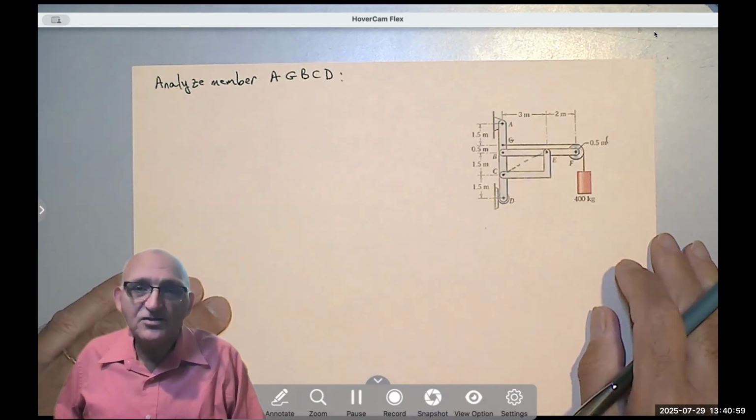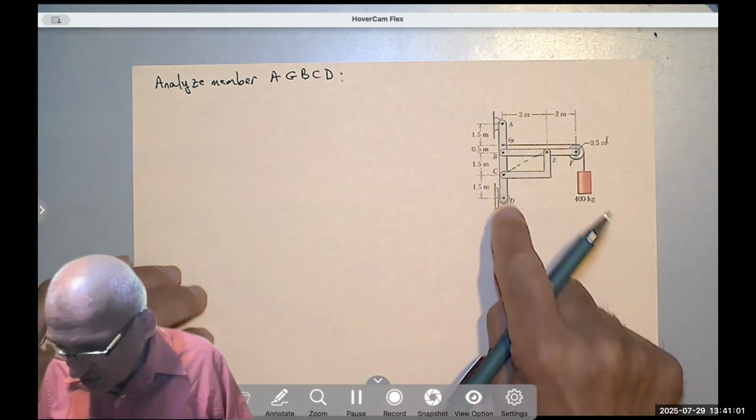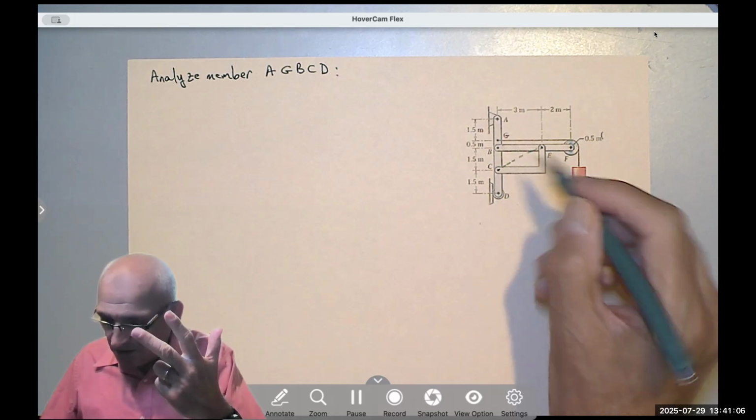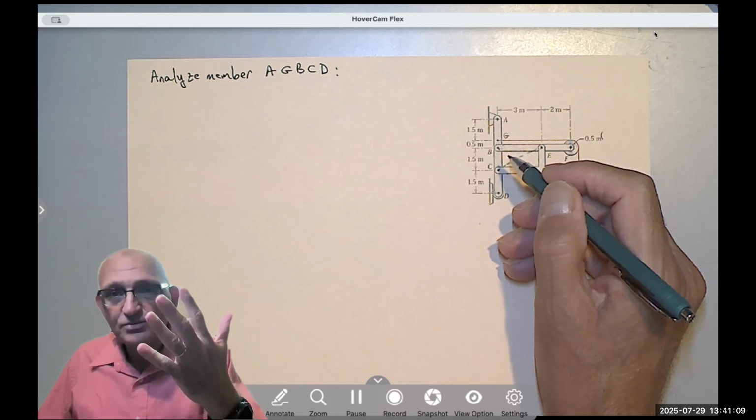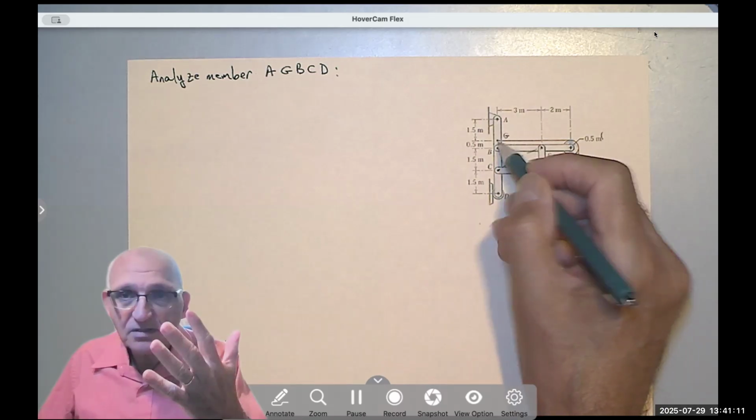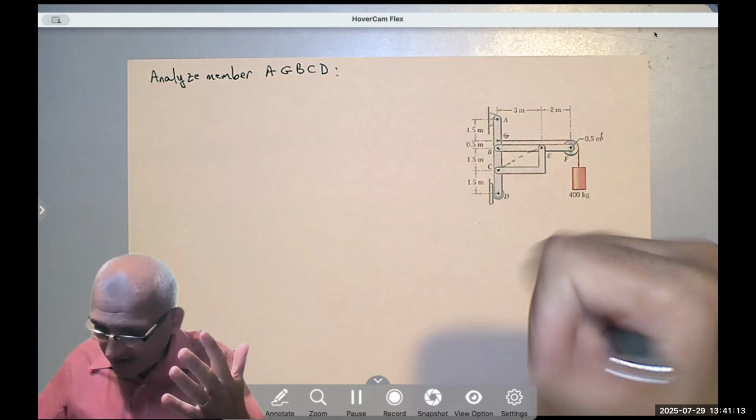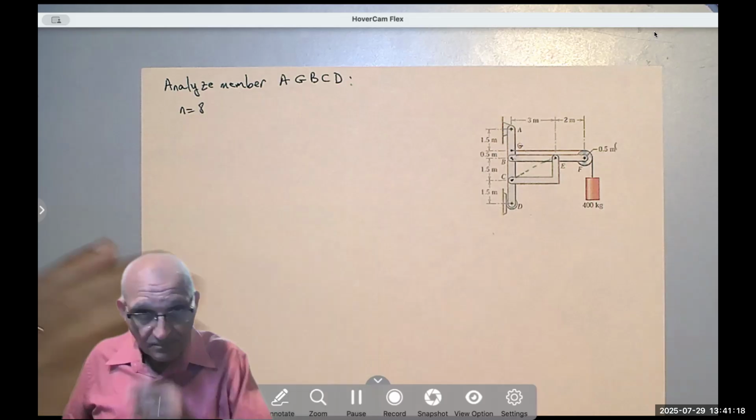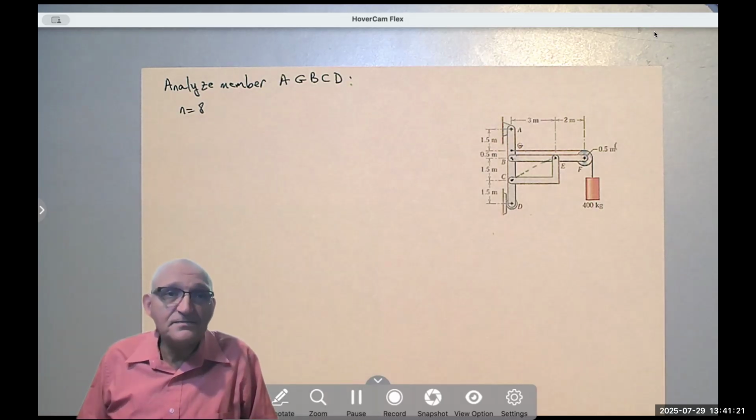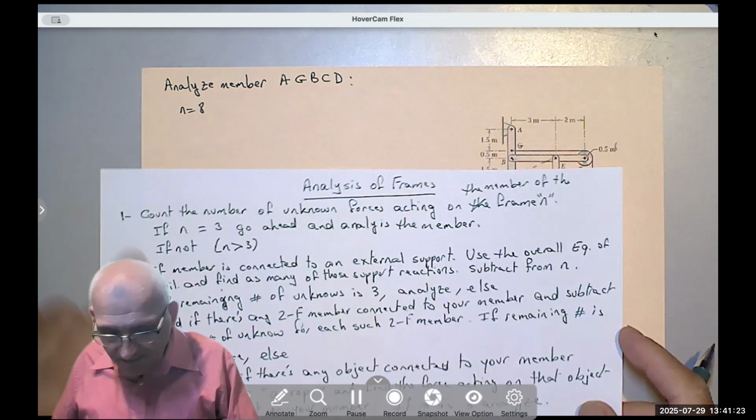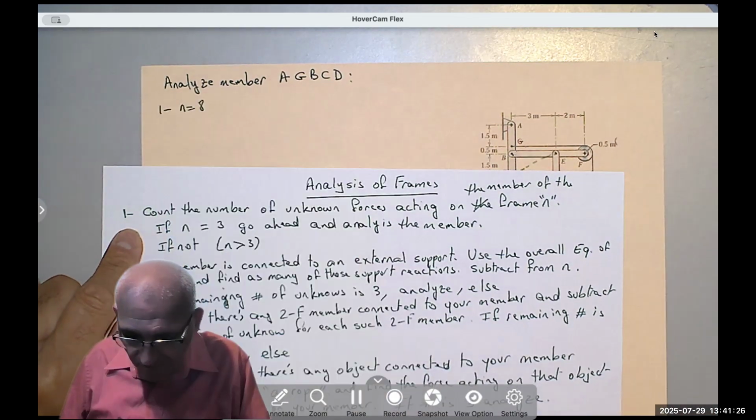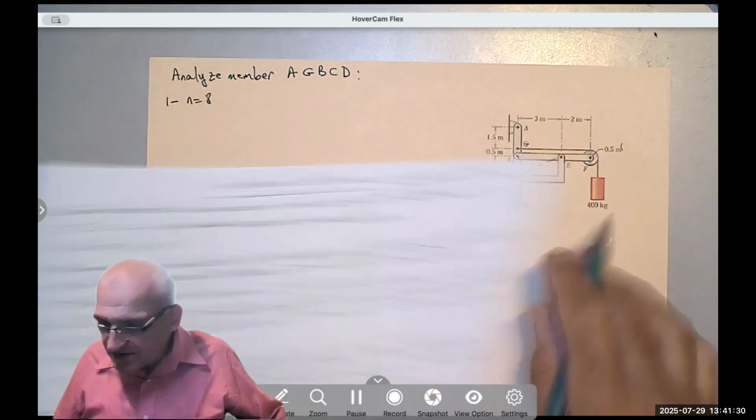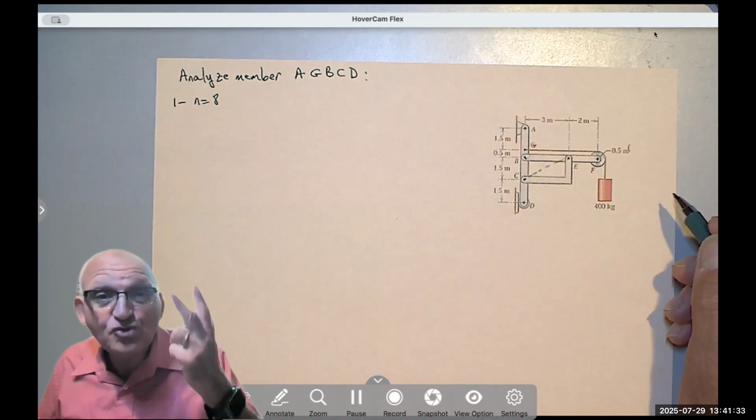Let's count the number of unknowns. This is a roller, so that's one. C is a pin, so add two. B is a pin, add two. G is a cable, add one. And A is a pin, add two. N equals 8. I have 8 unknowns acting here. Step number 1. Step number 2. Is this member connected to an external support? Yes, in fact, it's connected to 2 of them.